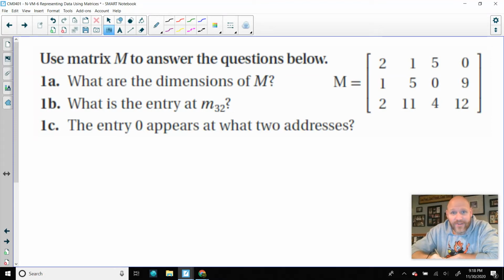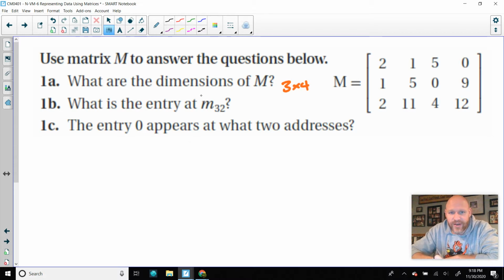All right, we're back. We're just going to work on another example of what we covered in the first video. So now we have matrix M, and we want to know what are the dimensions of matrix M. So we're looking at 3 rows and 4 columns. So the dimensions very simply are going to be a 3 by 4 matrix.